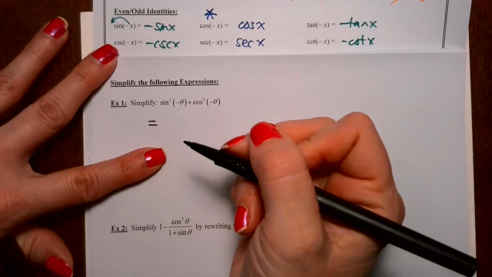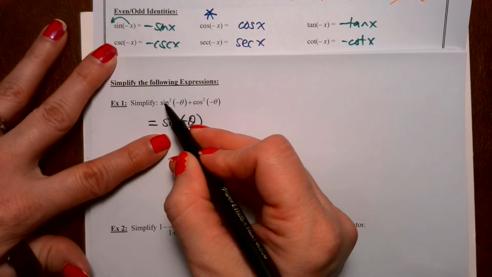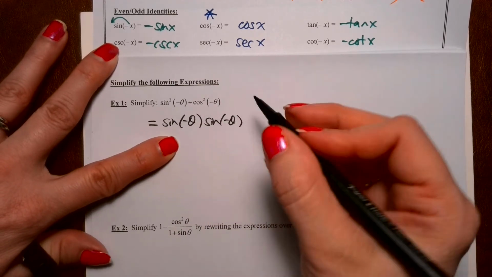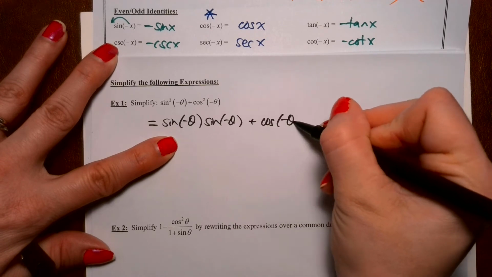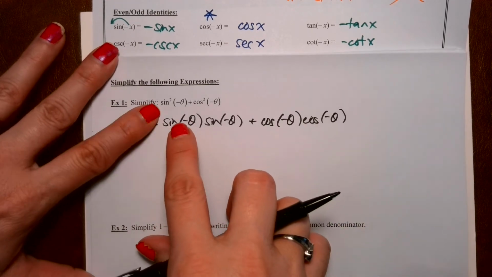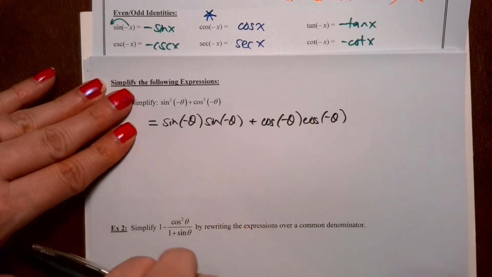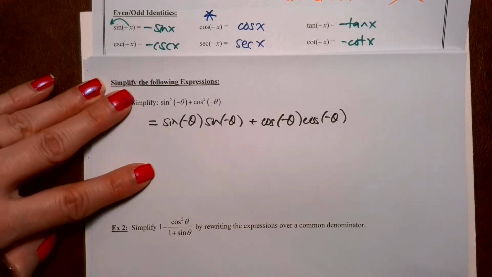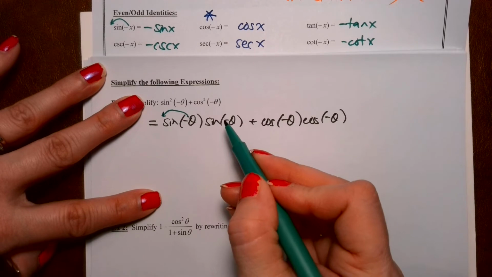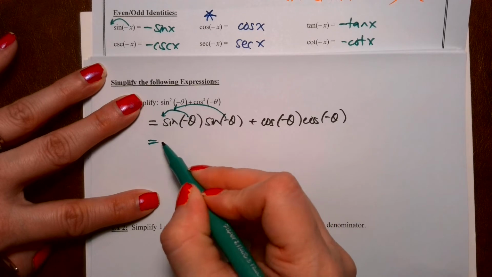Please put an equal sign. This is sine of negative theta. And when it's squared, there's another trig function with the same angle. And then we have plus cosine of negative theta times cosine of negative theta. So this is essentially what we have: a sine times a sine plus a cosine times a cosine. Now, what happens with these negatives? The sine function has the negative pop out in front, and this negative sign is going to pop out in front. So we're going to have a negative, negative.